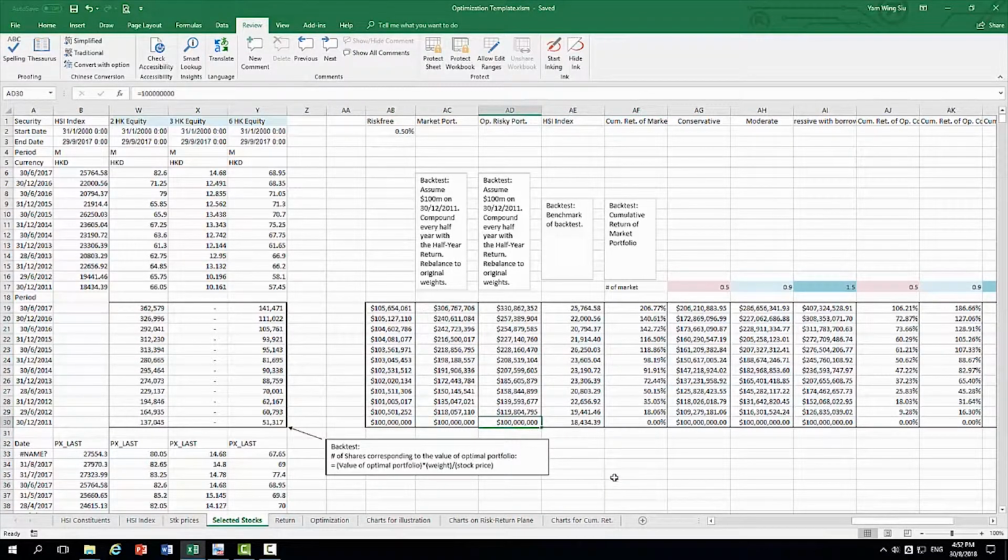Next is the optimal risky portfolio. Again, if we have 100 million and invested in the optimal risky portfolio, the fund will go like this, while the Hang Seng Index would be this.